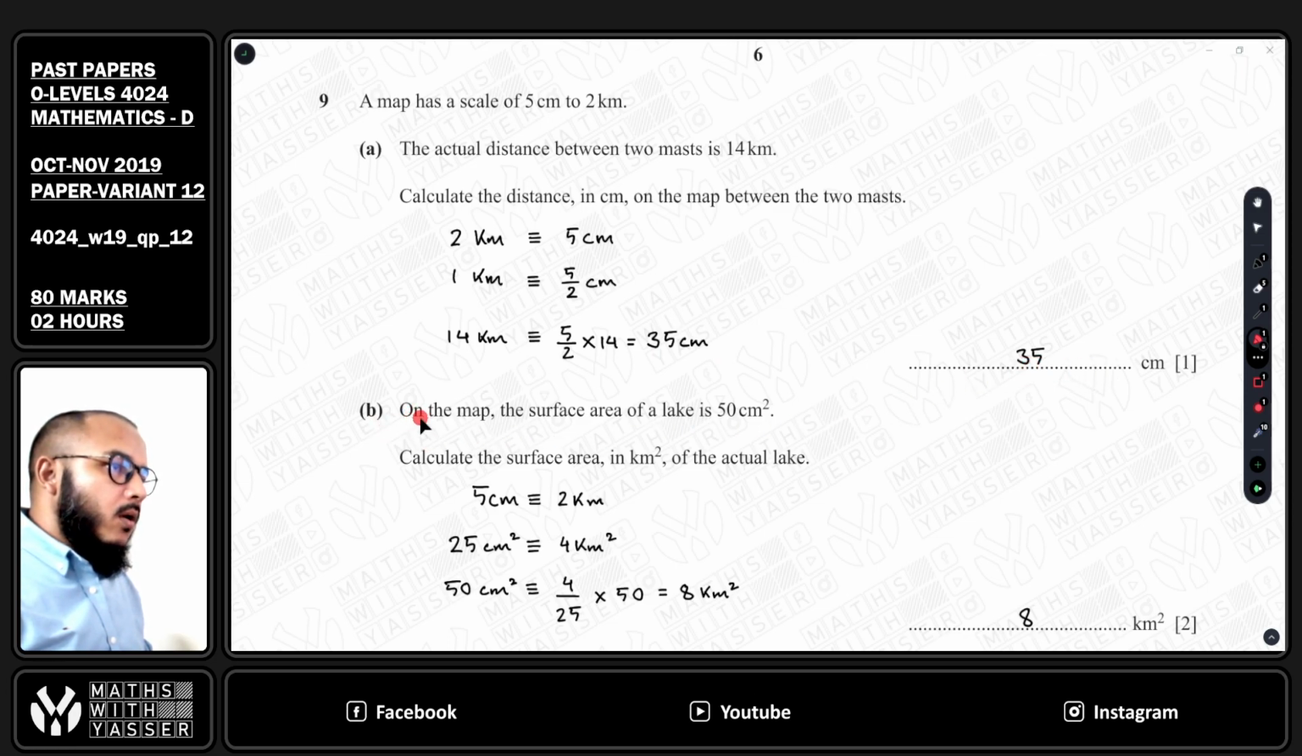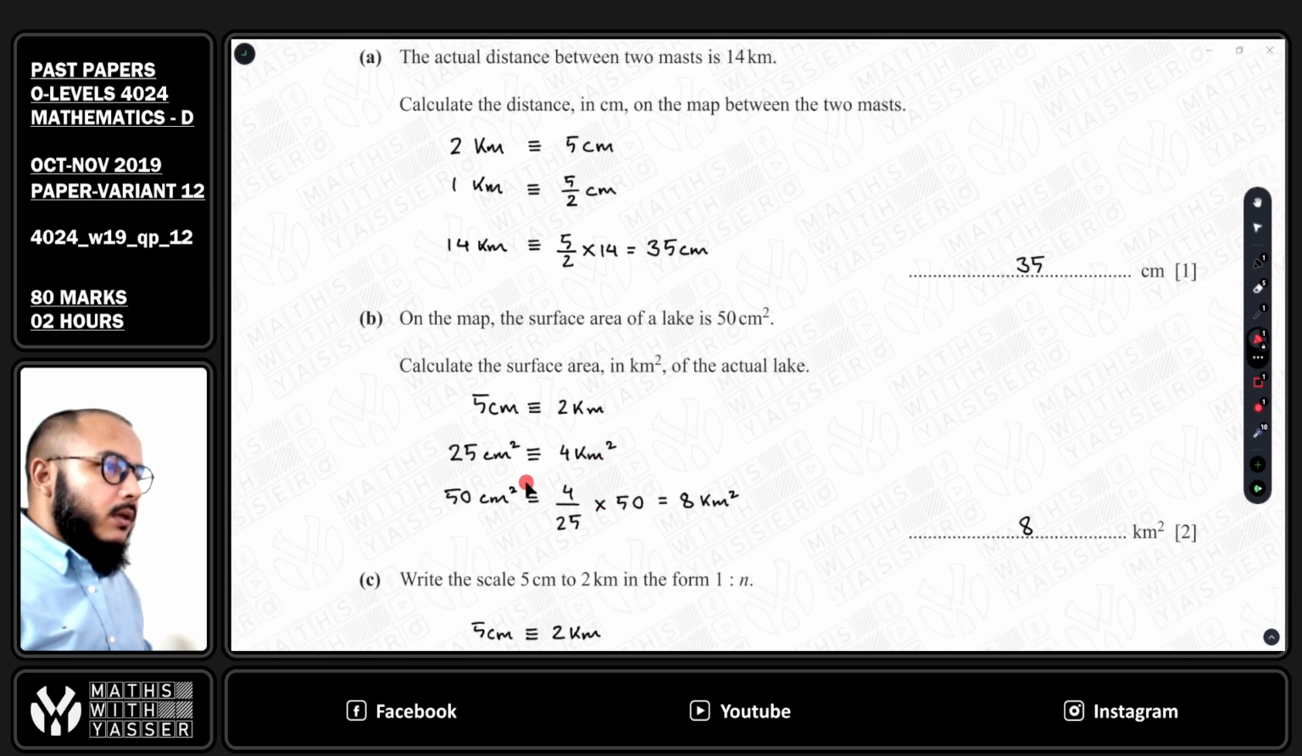Next question. On the map, the surface area of a lake is 50 centimeter square. Calculate the surface area in kilometer square of the actual lake. So as it's given in the question that 5 centimeter is identical to 2 kilometer. Now, since we are talking about area, we have to convert the scale into quadratic format. So I am squaring both sides of the equation. So 5 centimeter is identical to 2 kilometers.